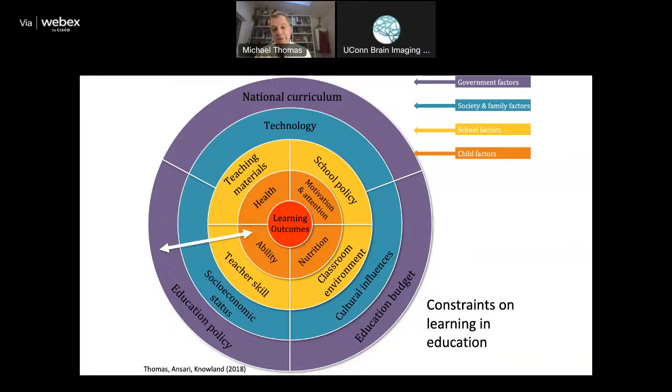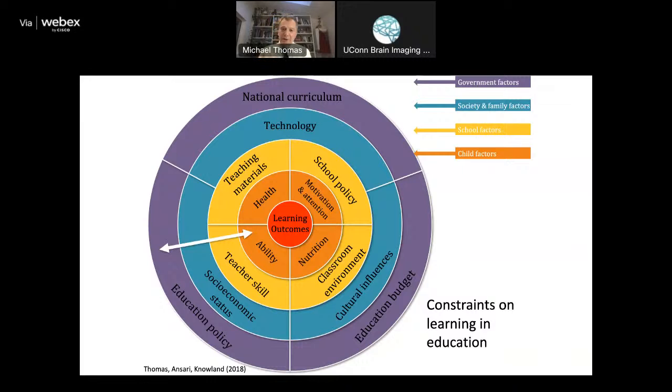And what I'm showing you here is a diagram, which is kind of a mashup of Bronfenbrenner's ecological systems theory, but also Susan Michie's behavior change wheel, just showing the nested constraints on behavioral change, in this case on educational outcomes. So in the middle, we have the learning outcomes, but we have these individual level factors to do with motivation, attention, nutrition, ability, health. That's probably what our understanding of brain mechanisms can inform.